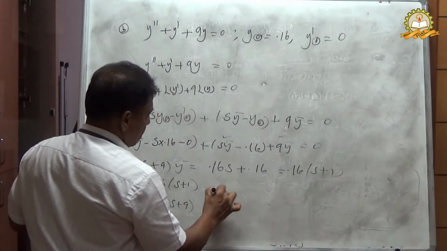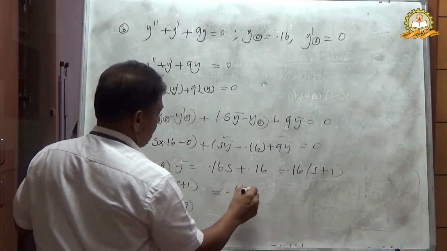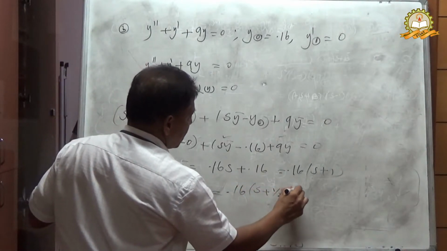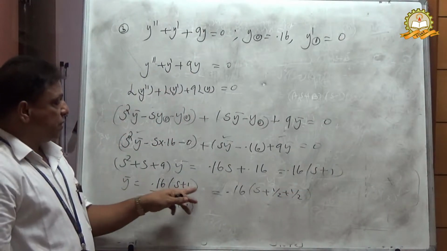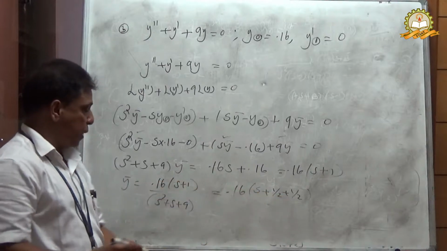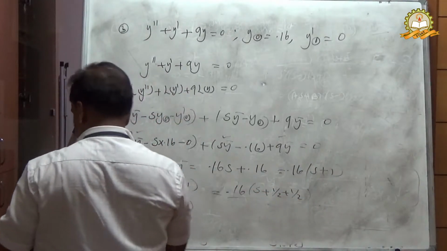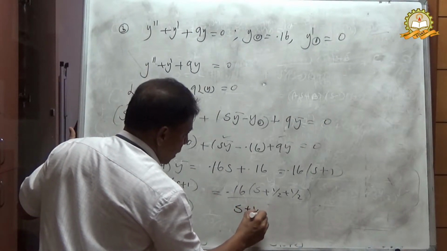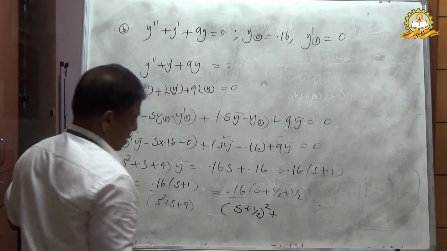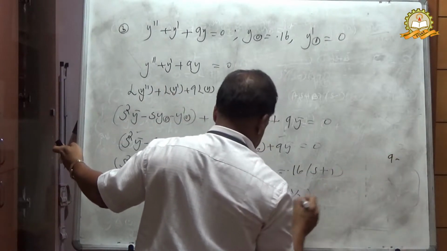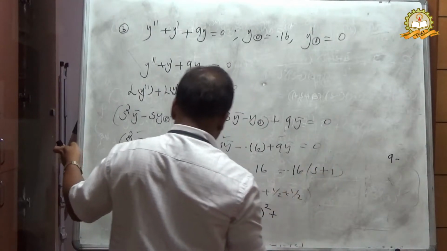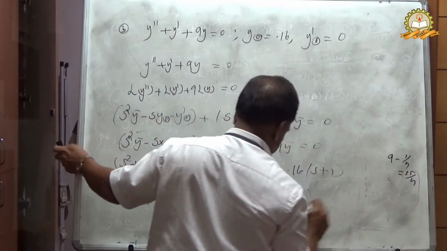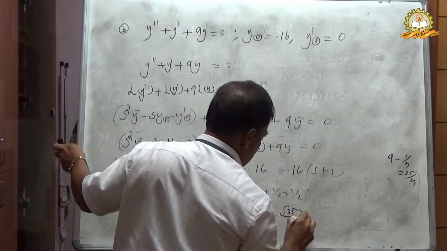This is equal to 0.16 into s plus 1, which can be taken as s plus 1 by 2 plus 1 by 2, and the denominator s square plus s plus 9 is s plus 1 by 2 the whole square plus 9 minus 1 by 4. That is 35 by 4, which is root 35 by 2 the whole square.